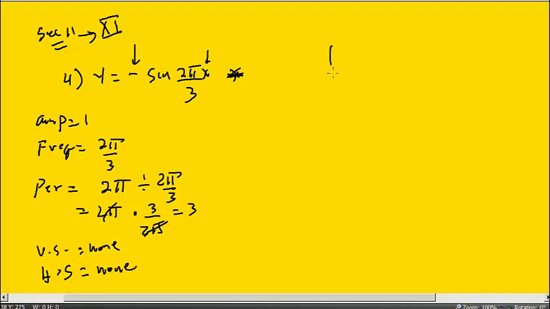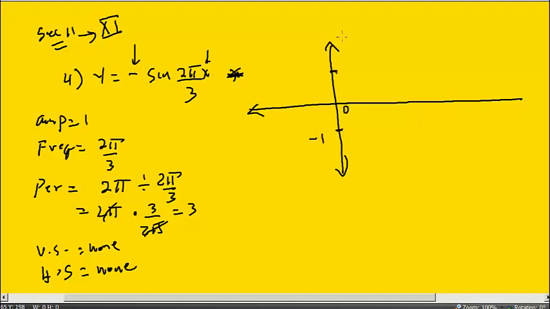Alright, let's sketch the graph of this. It's easy. Amplitude first. So I'm going up 1, down 1, negative 1. This is my y-axis. This is my x-axis. I'm going up to 3 because that's my period. And halfway between that is 3 over 2. And halfway between that is 3 over 4.